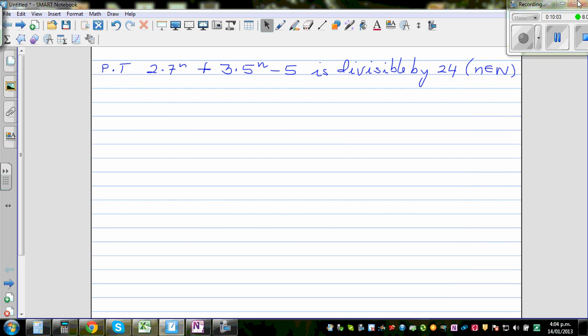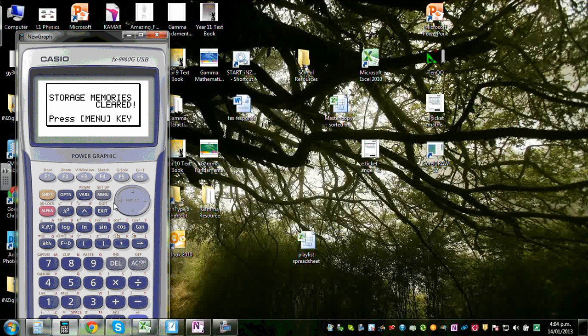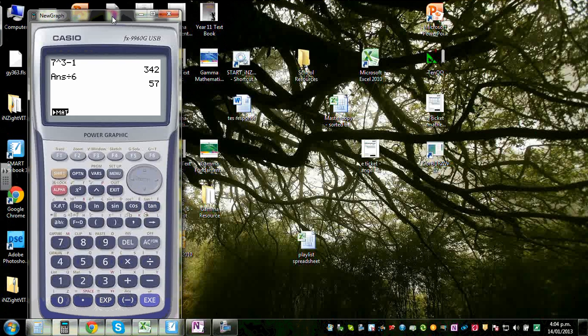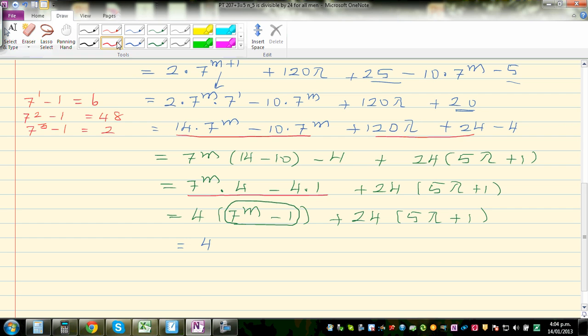So let me bring this down. Okay, so let me show you. 7 cube, menu run. 7 cube minus 1 equal 342 divided by 6. That's exactly divisible by 6. Okay, so yeah, so this is 343, and 342 is divisible by 6. So this is going to be a multiple of 6.